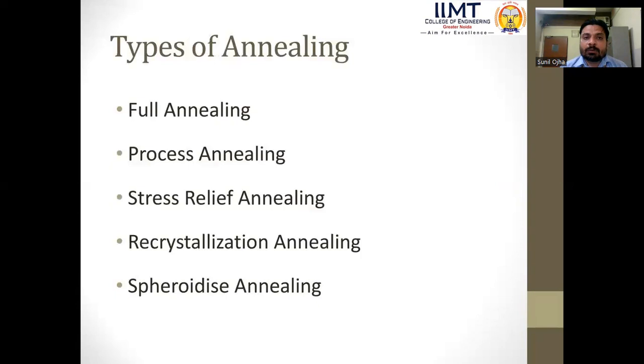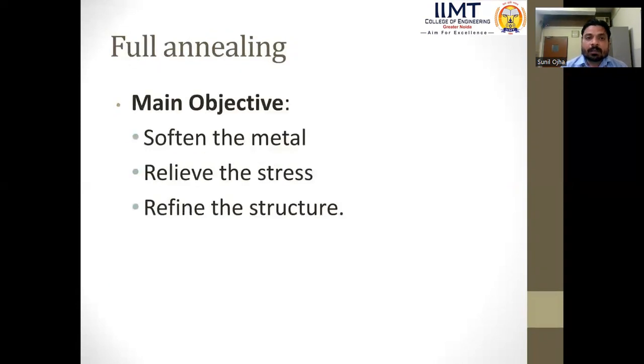As we know, there are different types of annealing process: full annealing, process annealing, stress relief annealing, recrystallization annealing, and spheroidizing annealing. So these are the different types of annealing processes. The objectives of full annealing are to soften the material, making it more ductile, relieve the internal stresses in the material, and refine the grain structure.